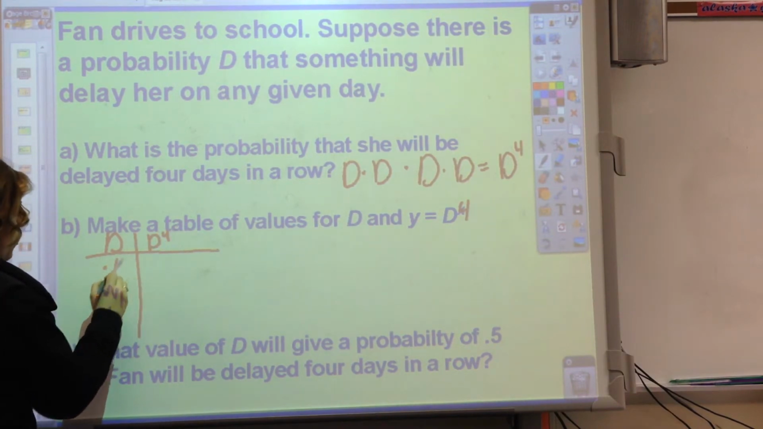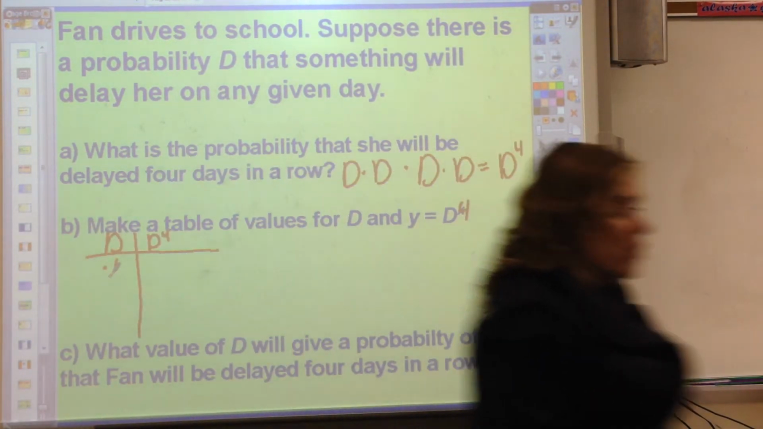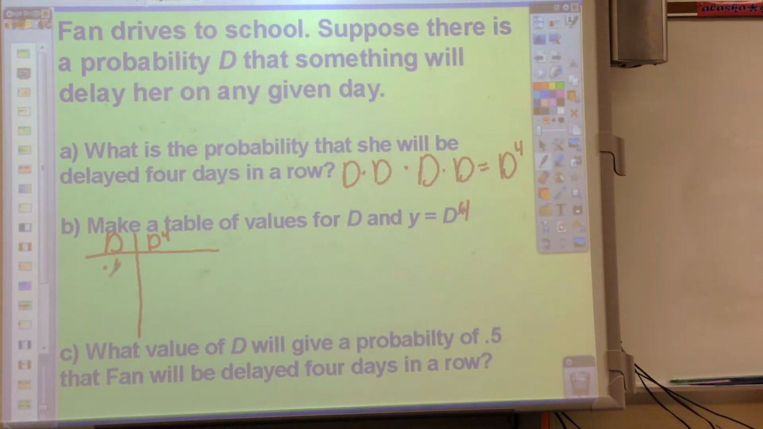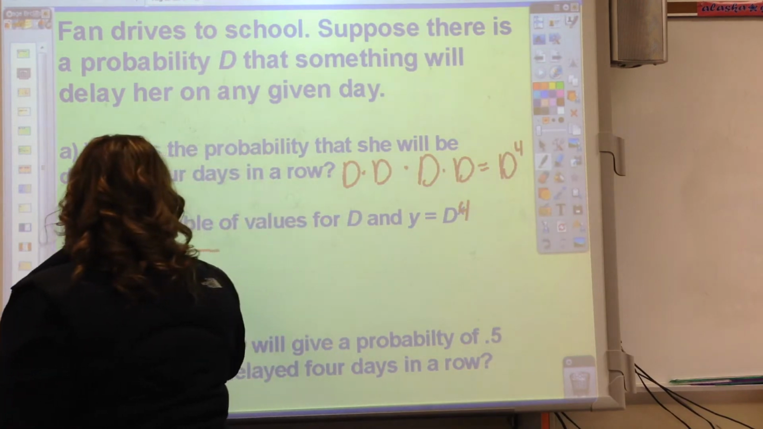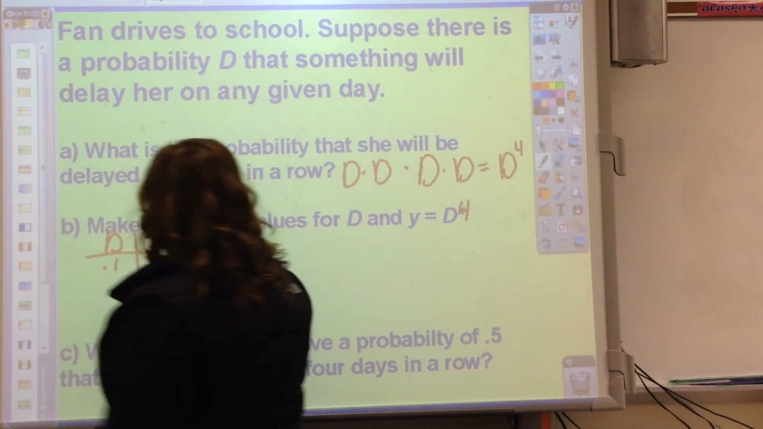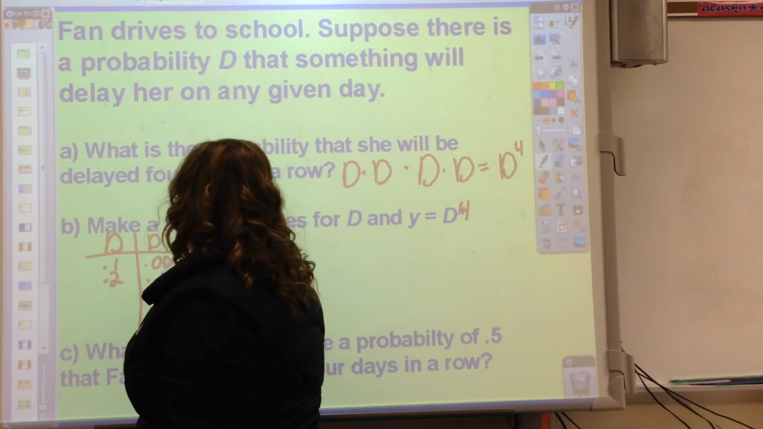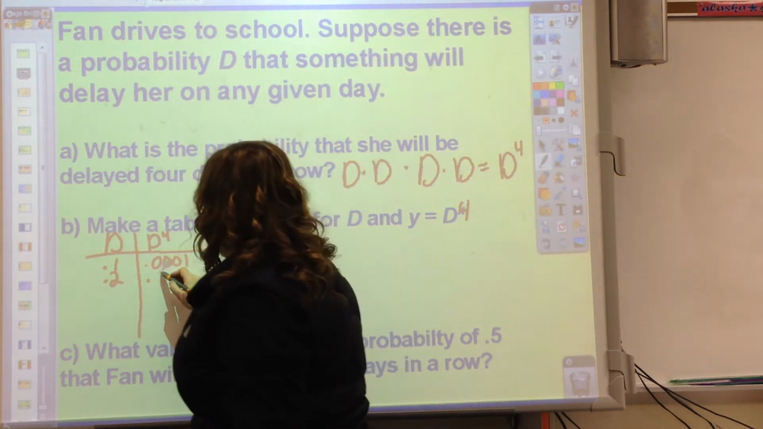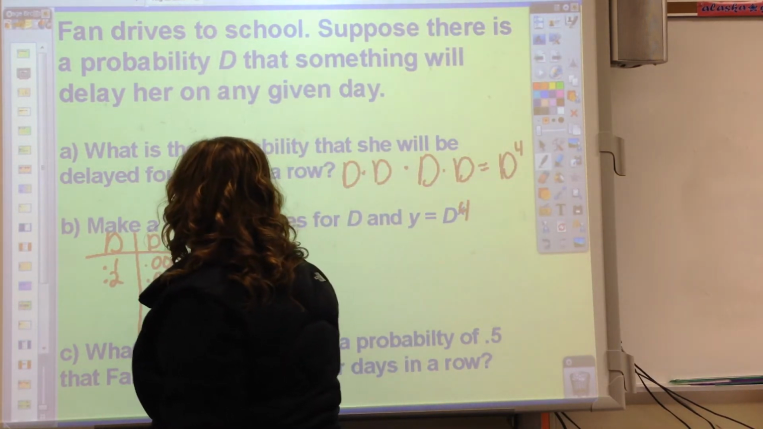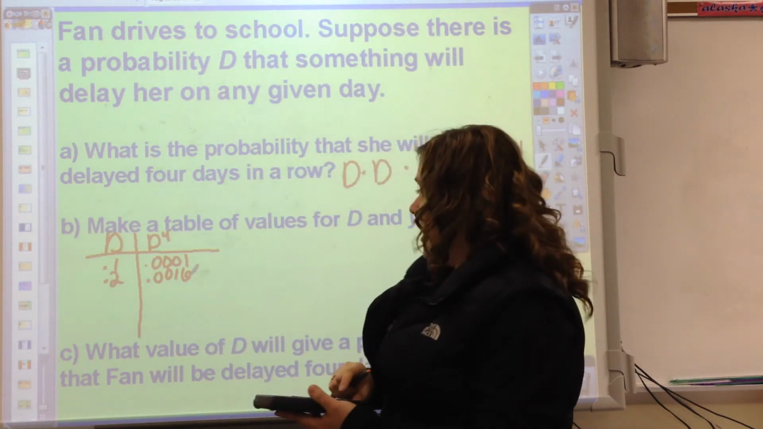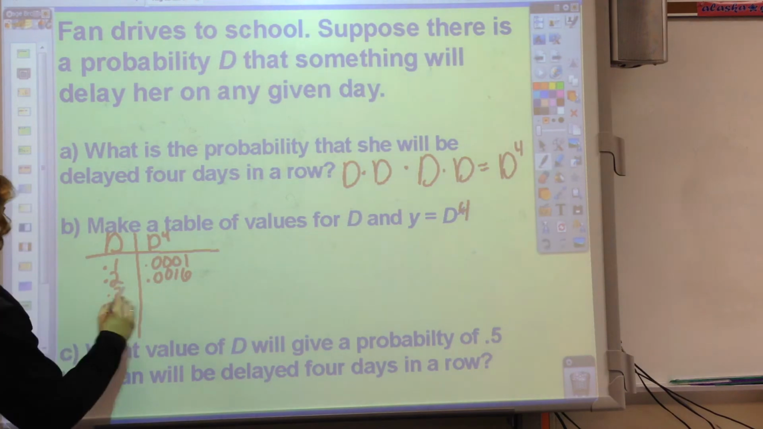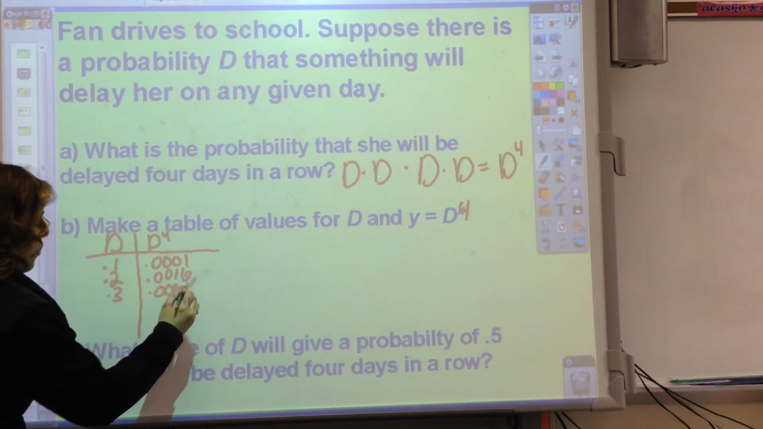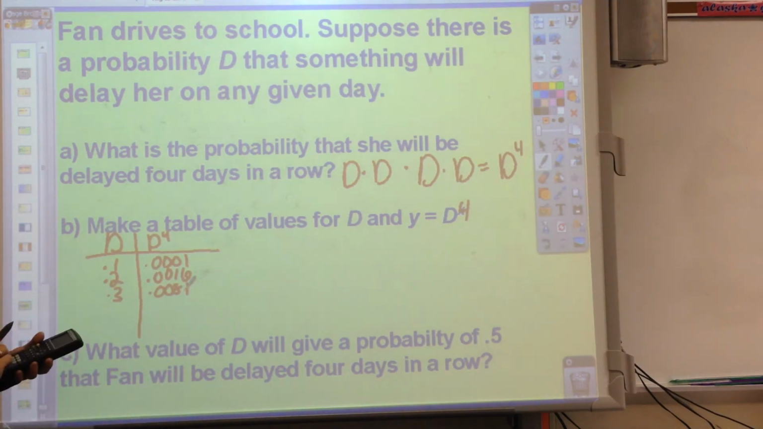Let's start with 0.1. 0.1 to the power of 4 is going to become 0.0001. And then let's go to 0.2. Now I get 2 to the 4th, which is 16, so I get 0.0016. Then I'll do 0.3 to the power of 4, and I get 0.0081. And hopefully you start to feel comfortable filling out this chart.